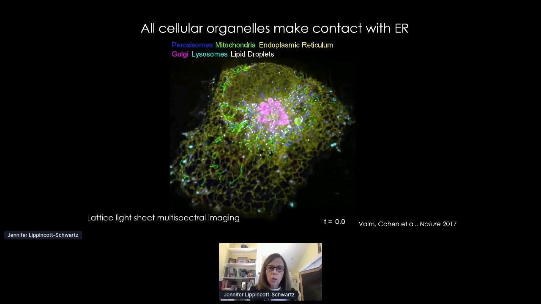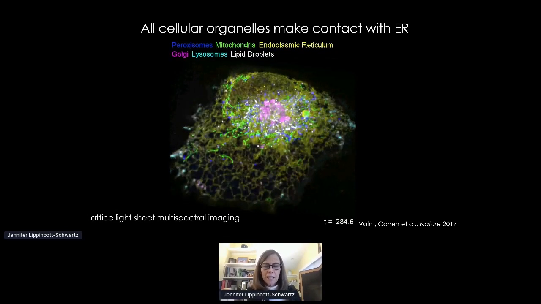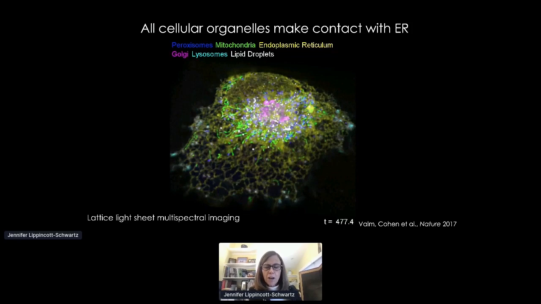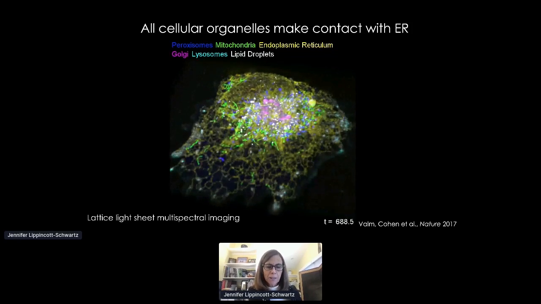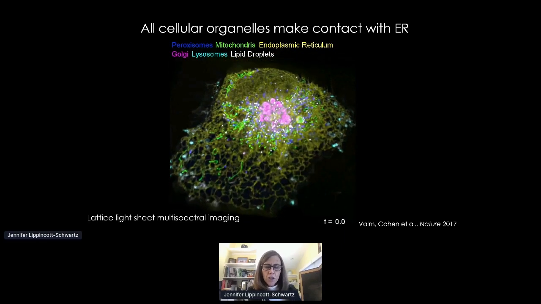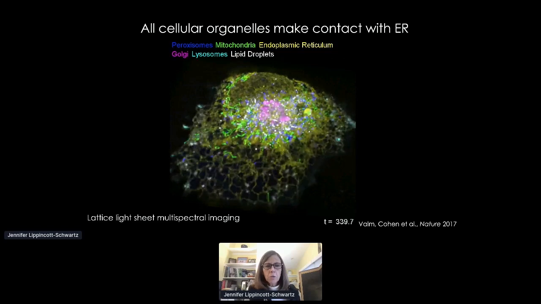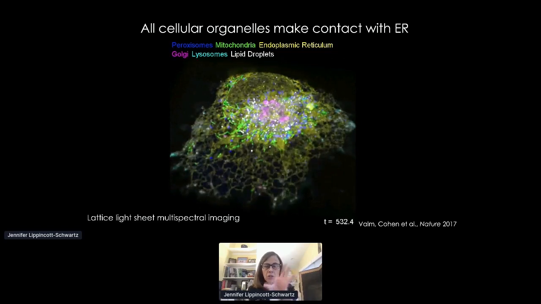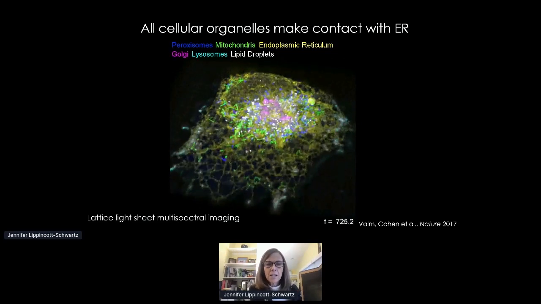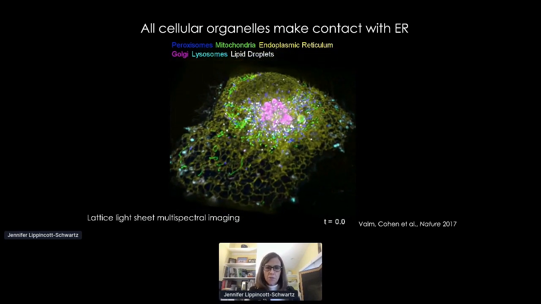ER is all over the cell. And if one looks at the relationship of the ER with other organelles, as shown in this multispectral imaging using the lattice light sheet, so we have near 3D isotropic resolution, you can look at the distribution of 6 different organelles simultaneously and look at their co-association with each other.